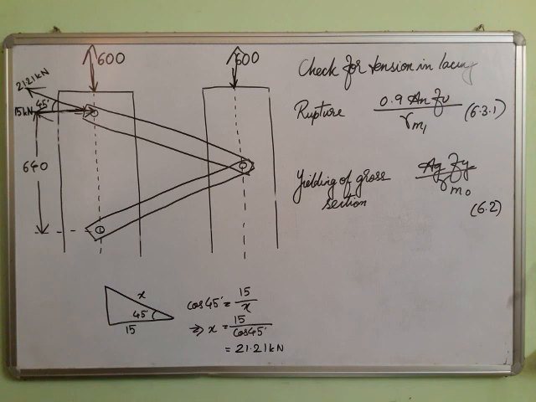So for checking the tension of lacing, we need to use this formula. I guess you already know these formulas. We have to check for tension using clause number 6.2 and 6.3.1, because 6.3.1 is for plates. 6.2 is design strength for yielding of cross section, and 6.3.1 is for plates, design strength due to rupture of critical section. So let us first do the rupture one.